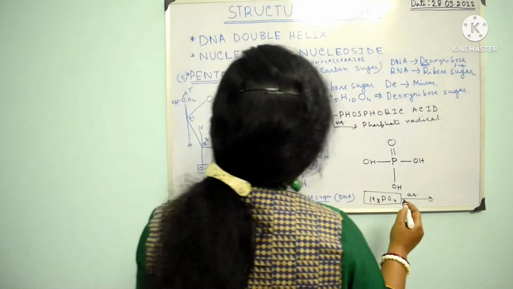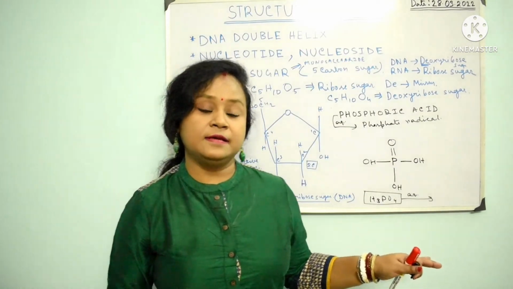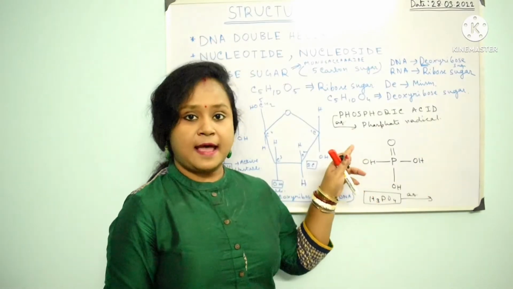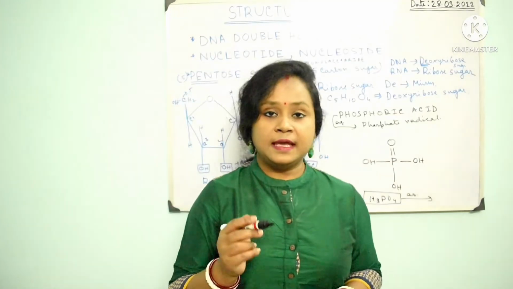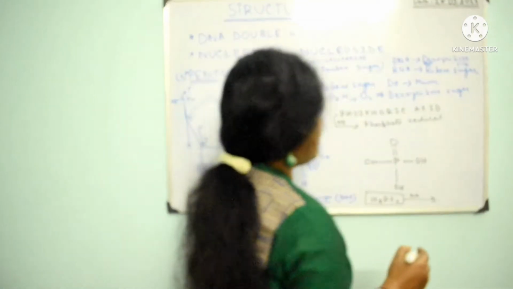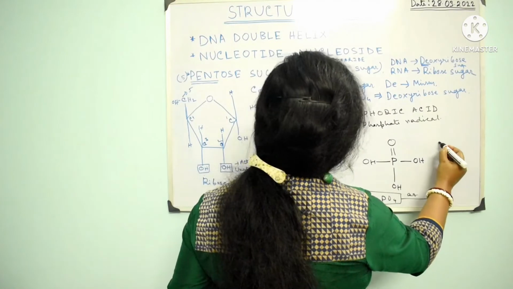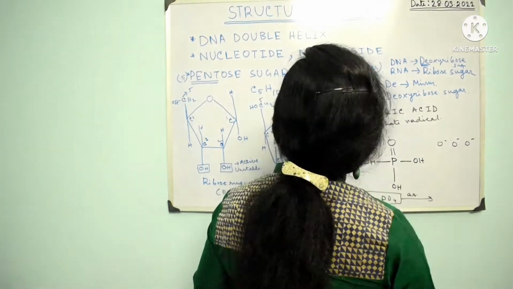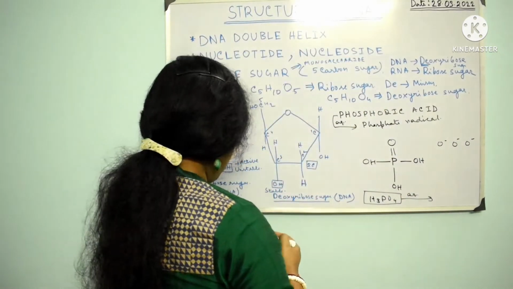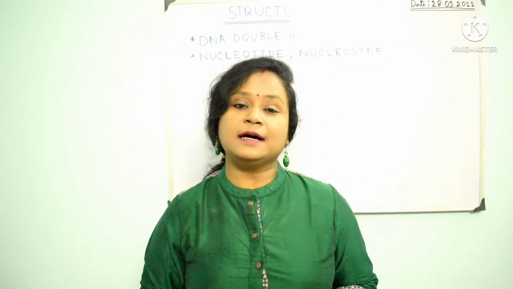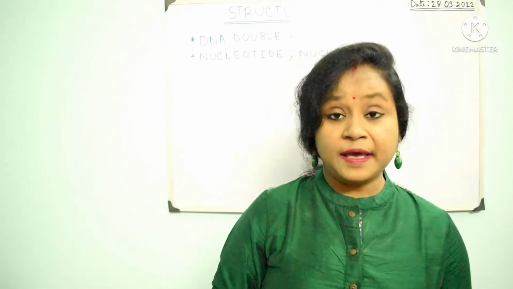In this aqueous medium, phosphoric acid has a tendency to lose this H. As it is an acid in aqueous condition, its tendency is to give out these 3 H, and you can write it as O minus. So this is the structure of phosphoric acid. Now we are going to discuss the third constituent of nucleotide, that is nitrogenous bases.